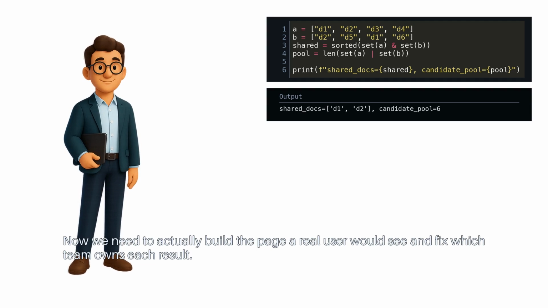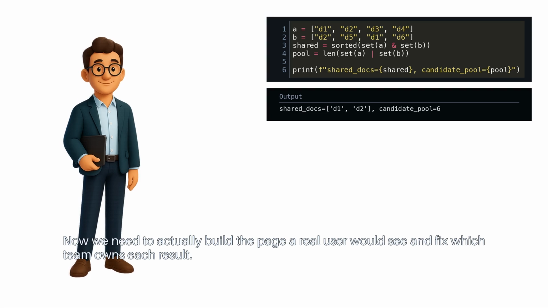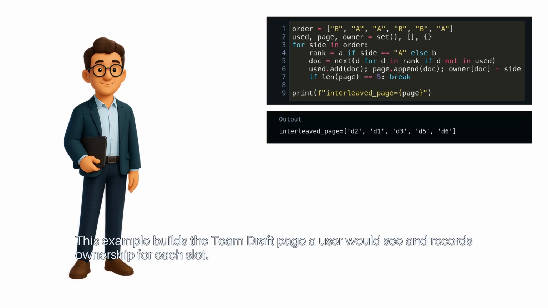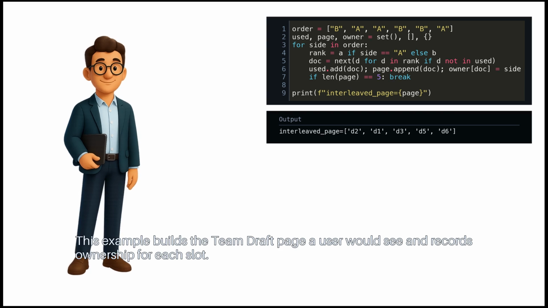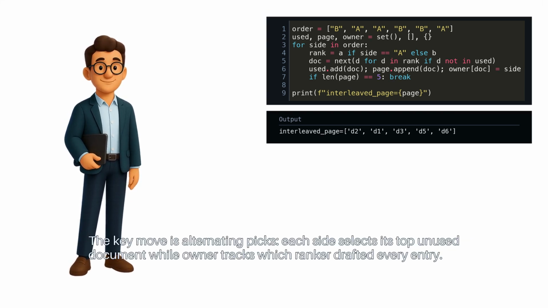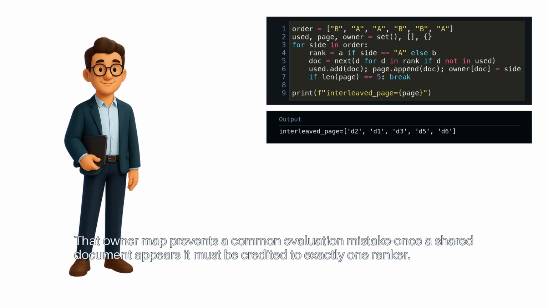Now, we need to actually build the page a real user would see and fix which team owns each result. This example builds the team draft page a user would see and records ownership for each slot. The key move is alternating picks. Each side selects its top unused document, while owner tracks which ranker drafted every entry. That owner map prevents a common evaluation mistake.